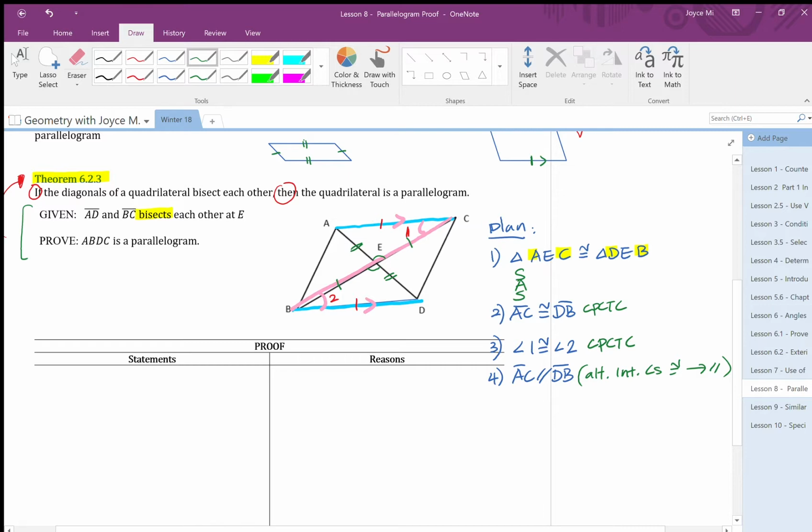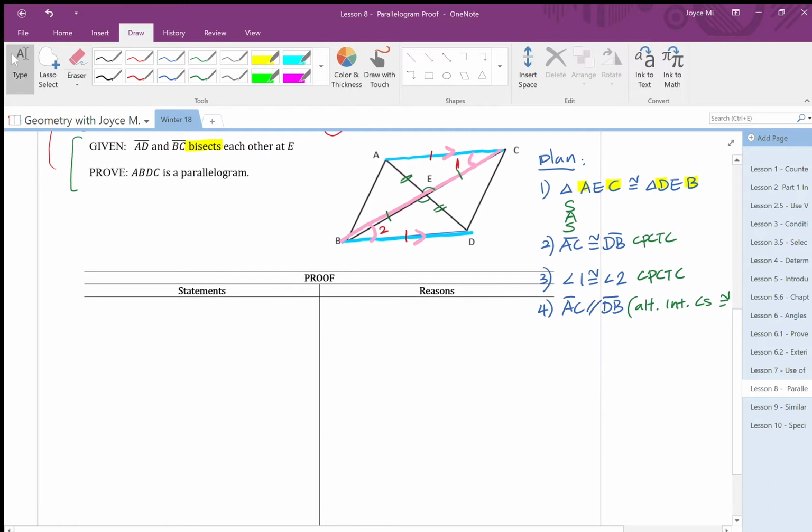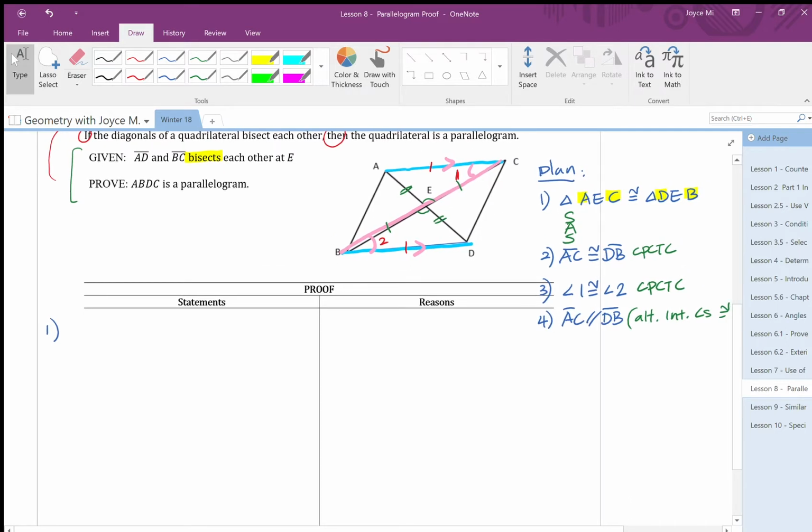Now let's do it. Keep in mind, first thing, follow the plan. So step 1, to put the triangles congruent, I need to show side-angle-side. I'm going to write down the given, that's going to give me two sides. So I say AD and BC bisect each other at E, and that is given.